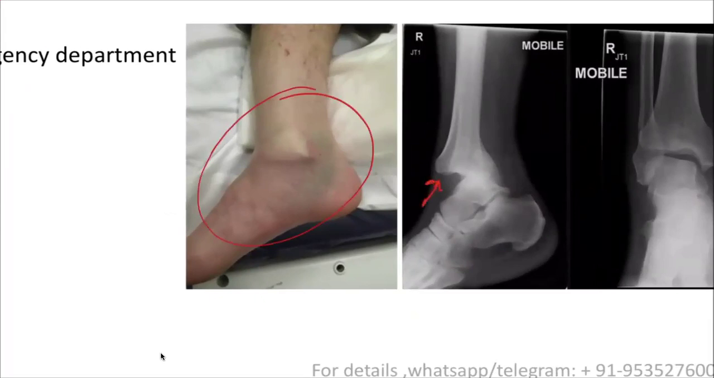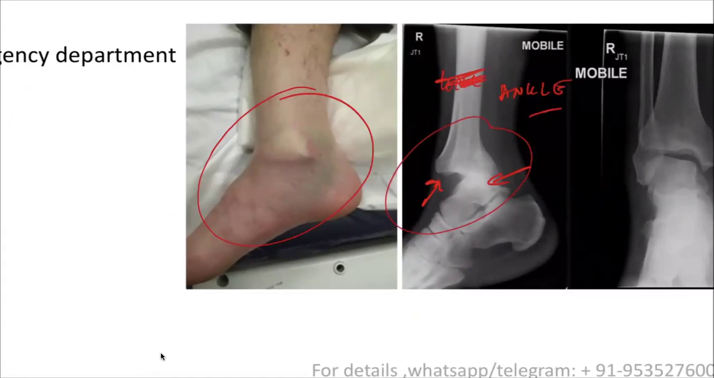Along with it, you can see the tibia is not articulating here with the mortise at all. Okay. So what is the diagnosis? This is a knee dislocation. Sorry, I'm sorry. This is an ankle dislocation that you're having.